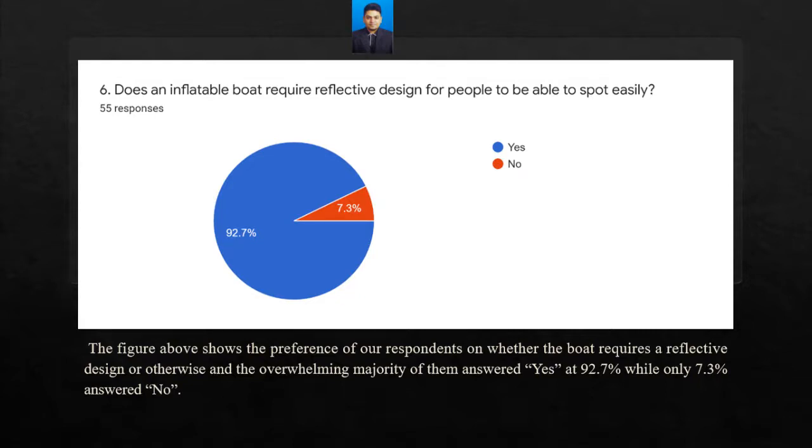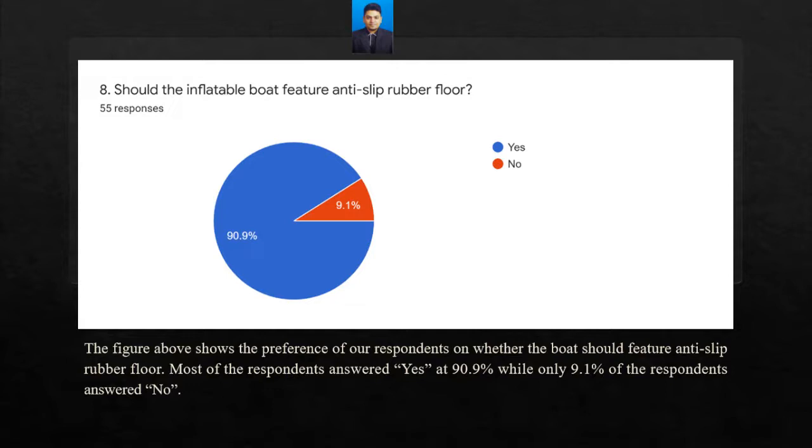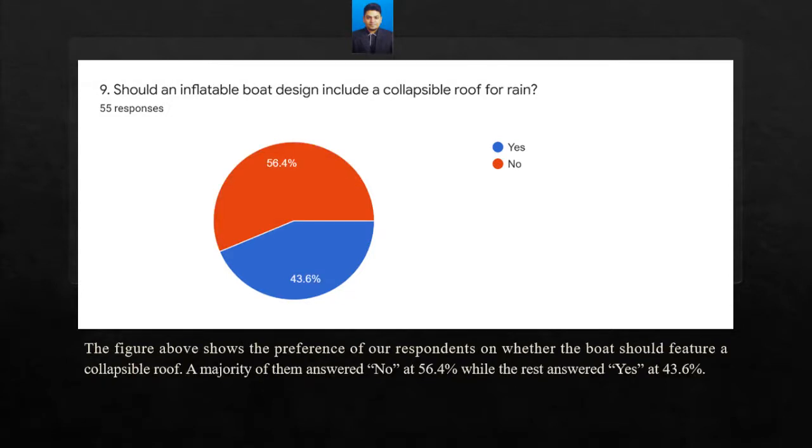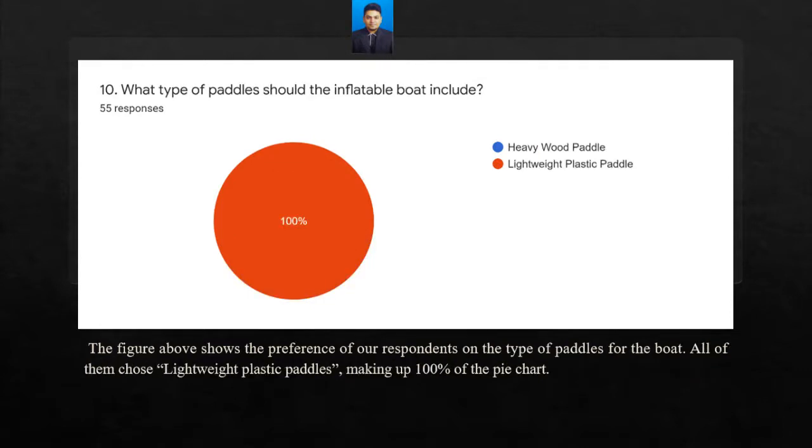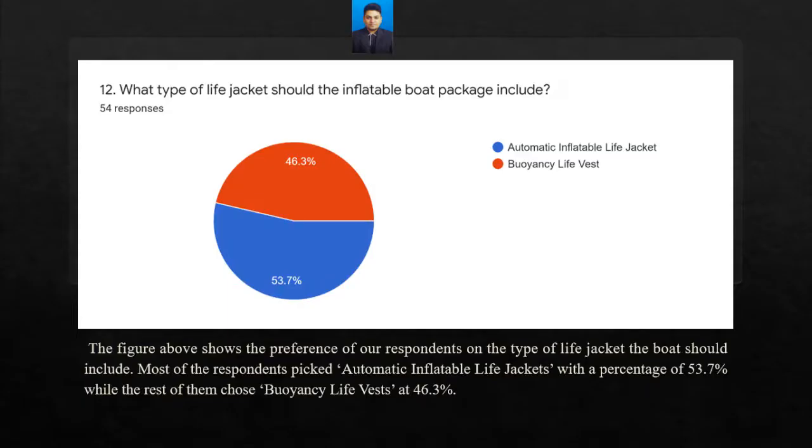on the inflatable boat. This figure shows that our respondents said that our boat should feature an anti-slip rubber floor. This figure shows that our respondents said the inflatable boat doesn't need a collapsible roof. This figure shows all of our respondents chose a lightweight plastic paddle to be included with the boat instead of a heavy wood paddle. This figure shows slightly more than half of our respondents preferred the automatic inflatable life jacket over the buoyancy life vest.